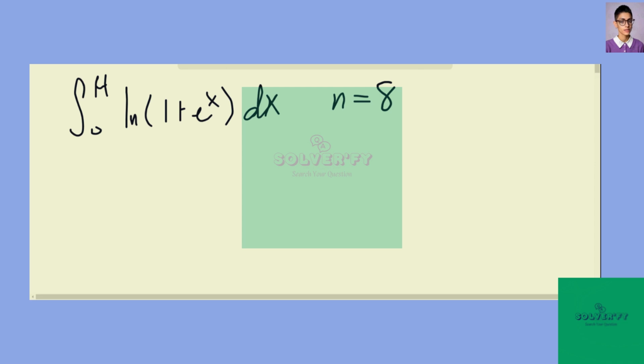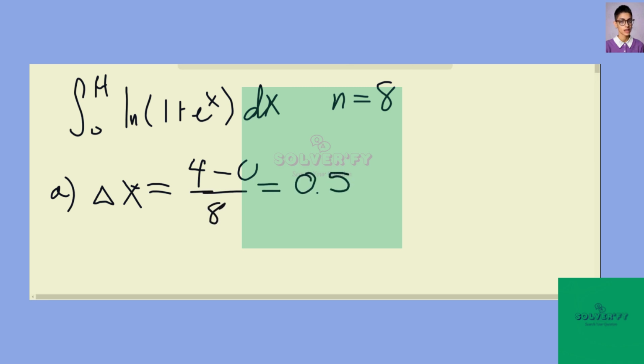In part A, we're asked to use the trapezoidal rule. So first, for this rule, we want to determine the interval lengths, delta x. These are the rightmost endpoint 4 minus the leftmost endpoint 0 over n, which is 8. So this is 4/8, or in decimal notation, 0.5.